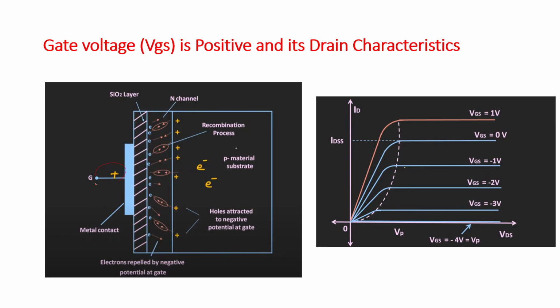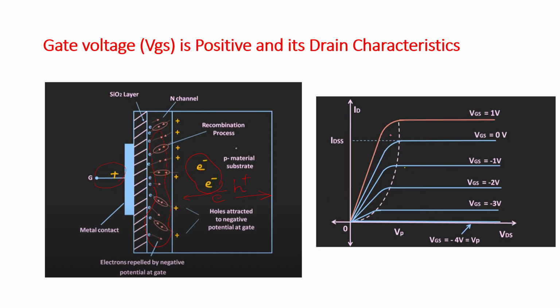Means when the voltage is positive to the gate terminal, then what happens? The p-type holes will be repelled, and the minority charge carriers, electrons, will be attracted. So the electrons will be attracted by this positive gate voltage. This electron will be added with the existing electrons, so the number of electrons increases, that increases the drain current.